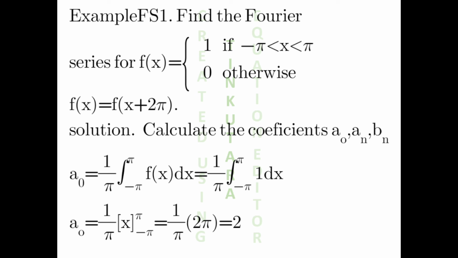The given series is f(x) is equal to a naught divided by 2 plus sum of an into cos nx plus sum of bn into sin nx. So let us take one example.